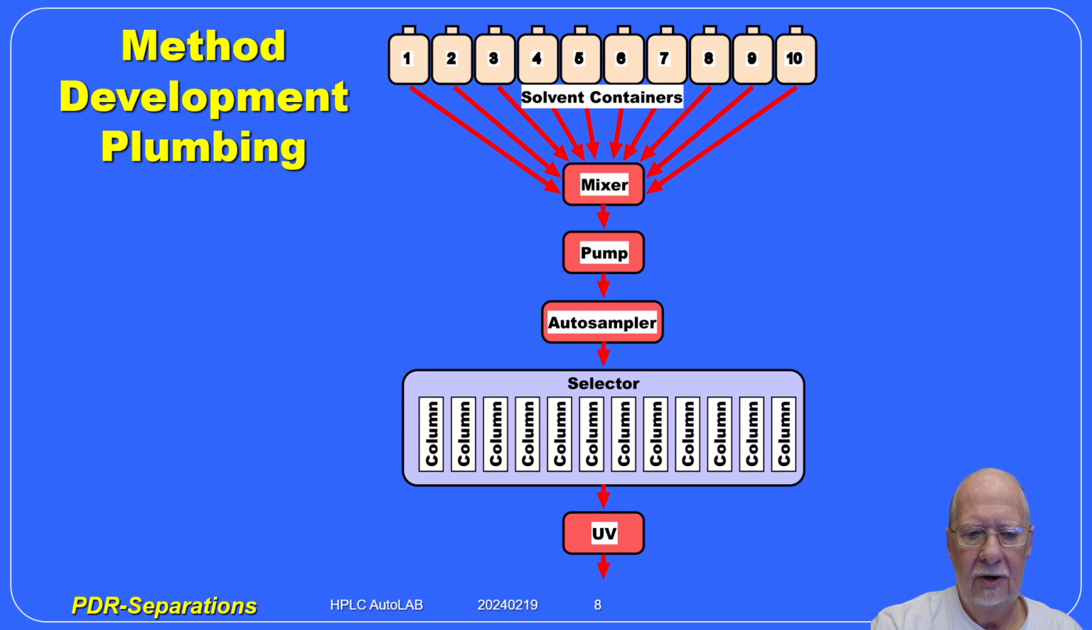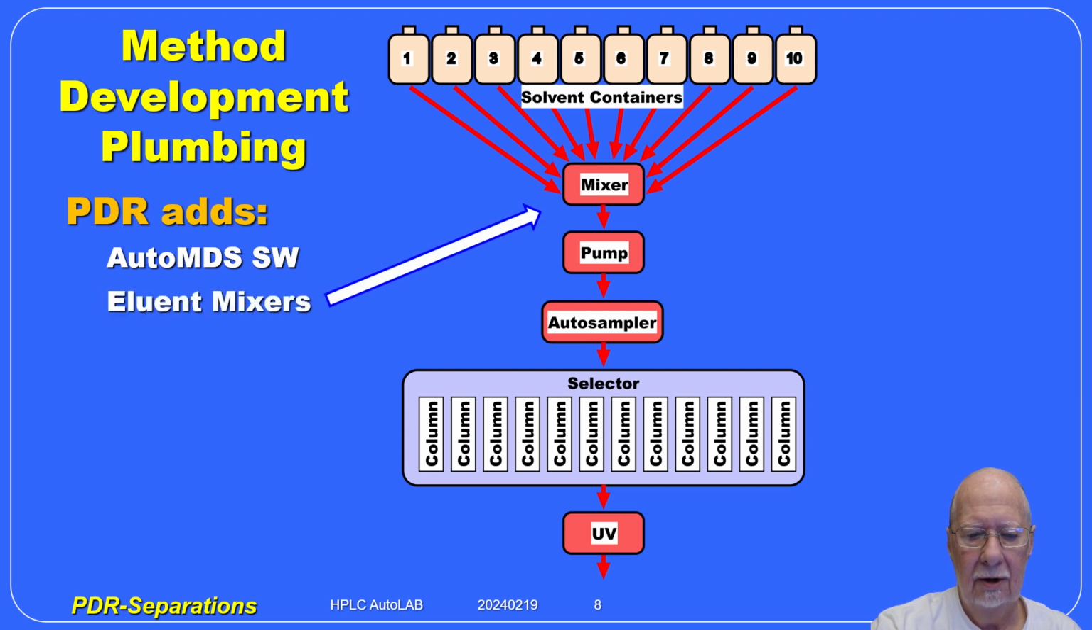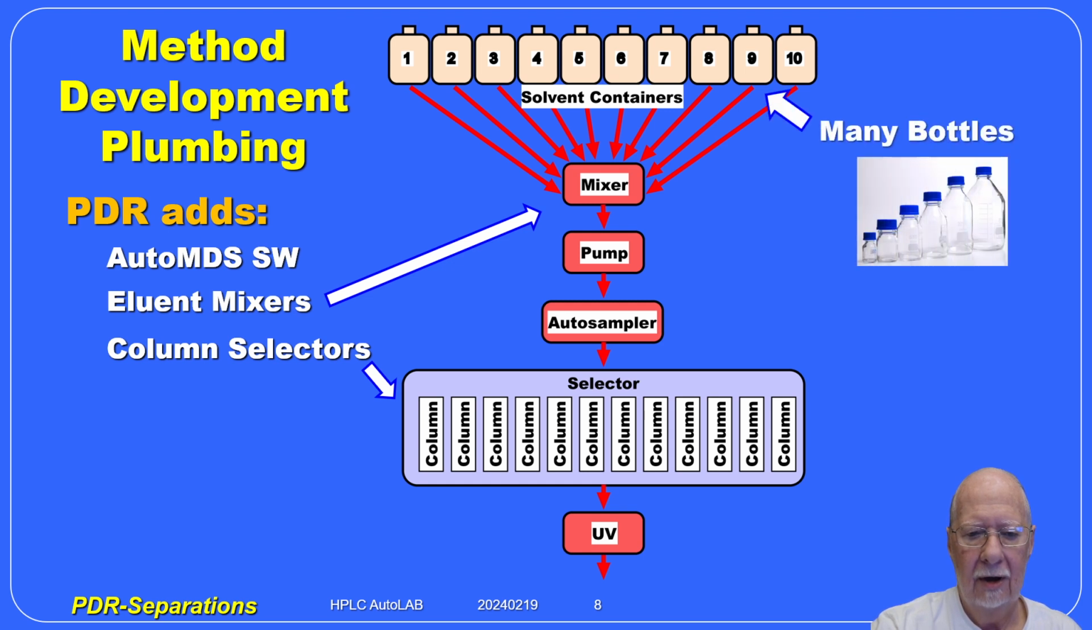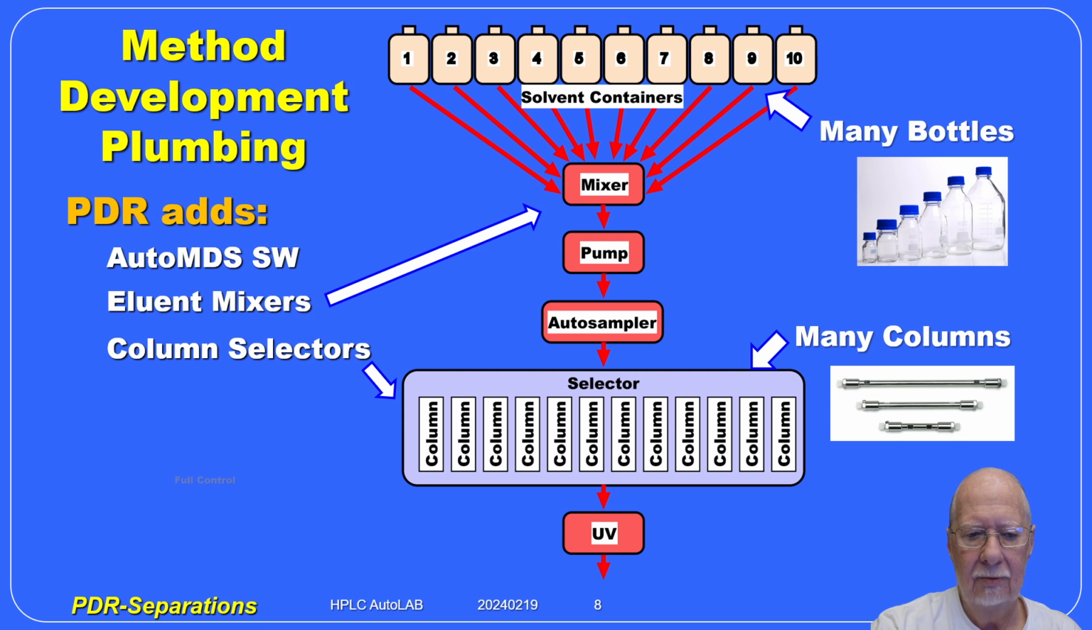Here is a method development plumbing diagram. PDR adds AutoMDS software, eluent mixers, and column selectors. Now there are many bottles and many columns under full control. With proper planning, it should not be necessary to manually change columns or solvents. Just select or program what you want.